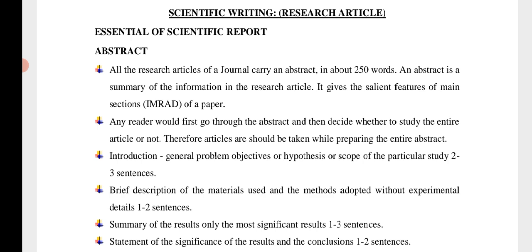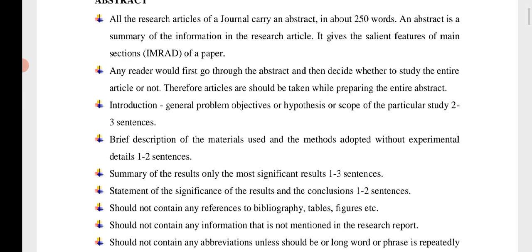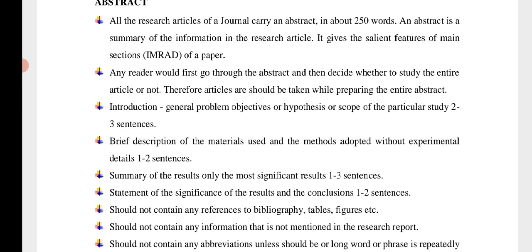How to write the introduction in the abstract part? It will state the general problem, objectives or hypothesis, or scope of the particular study, in 2 to 3 sentences. A brief description of the materials used and the methods adopted, without experimental details, in 1 to 2 sentences. A summary of the results, only the most significant results, in 1 to 3 sentences. A statement of the significance of the results and the conclusions, in 1 to 2 sentences.